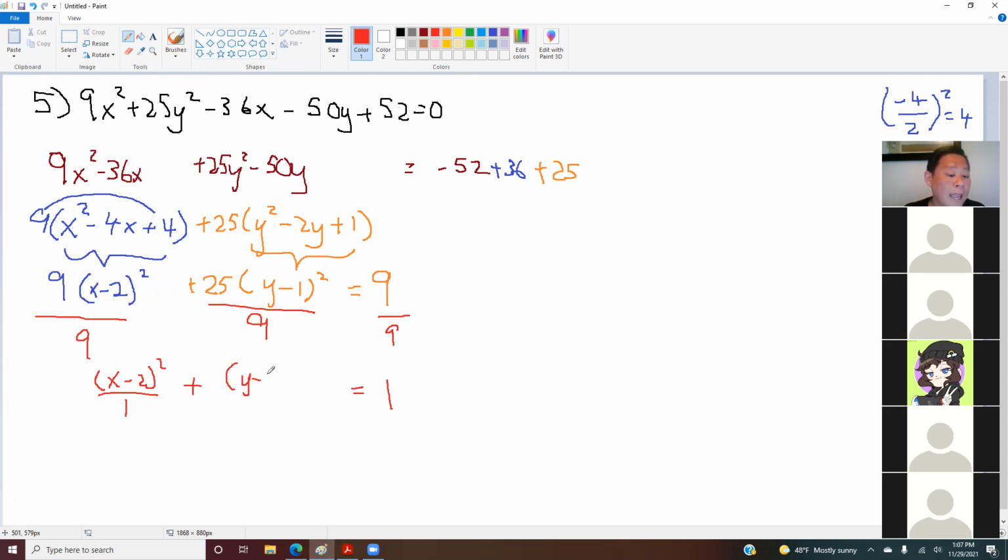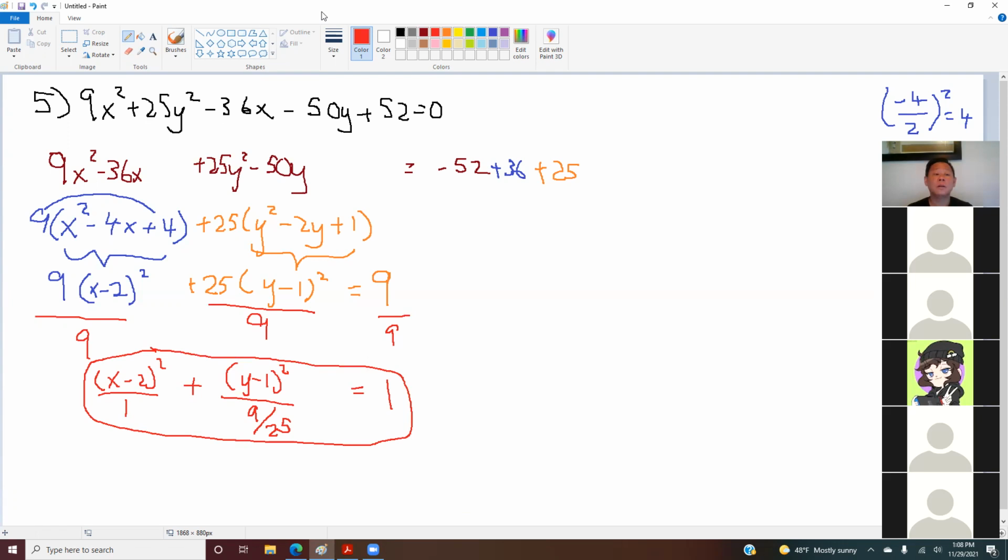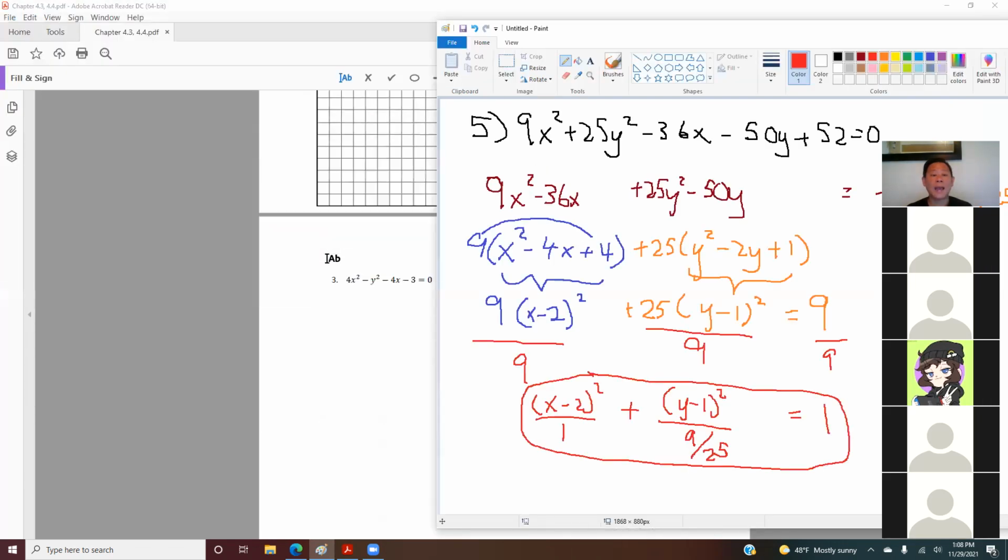So how can we get rid of this 25? That's a trick I showed you last week. This 25 will go below the 9, so it becomes 9 over 25. So this is completing the squares here.